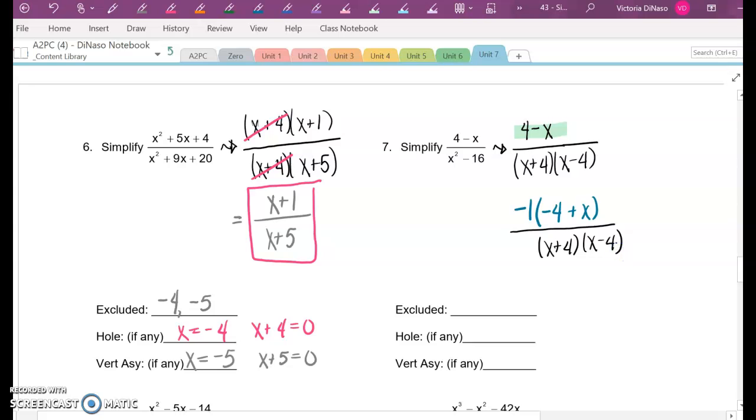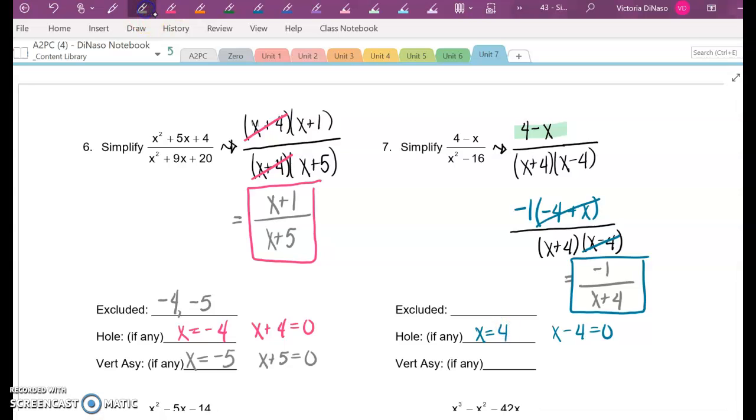So we have to figure out which one matches -4 plus x. The one that matches -4 plus x is x minus 4. They're the exact same thing, just in a different order. So our final simplified version is going to be -1 over x plus 4. From there, you're going to take what you canceled. So we canceled x minus 4, set that equal to 0, and we get x equals 4. And then you're going to take whatever's left over in the denominator, which is x plus 4, set that equal to 0, and you get x equals -4. So those are your excluded values, 4 and -4.